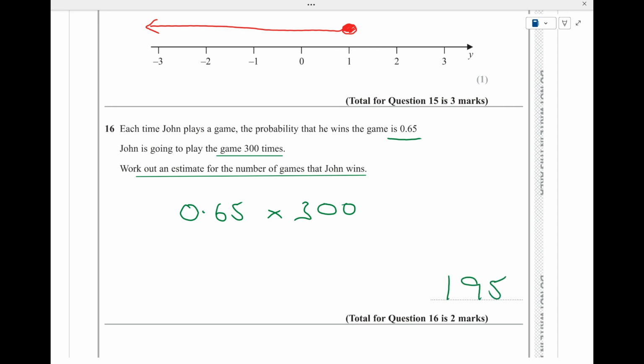195 games. More than half the games, because it's 65% of the games, isn't it? And that is question 16.